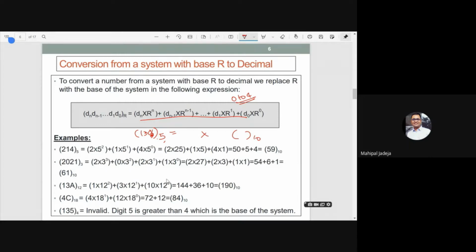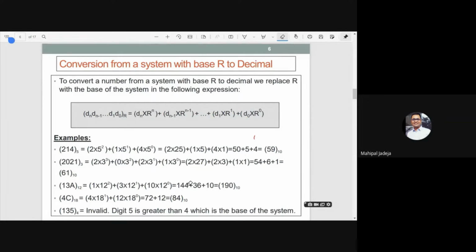For example, this number is 214 base 5. This is valid. Why? Because the digits which are allowed here must come from 0 to 4, and the digits of 214 belong to this particular range. So this is fine. This is the first step. First, we verify whether the number is valid in the underlying base system, and then we use this particular formula.